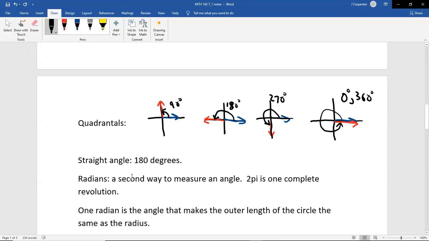So a radian is a second way to measure an angle. When you're talking about radians, you do not have that little exponent 0 thing, that symbol that symbolizes degrees. So something that's in radians, again, does not have that little 0.